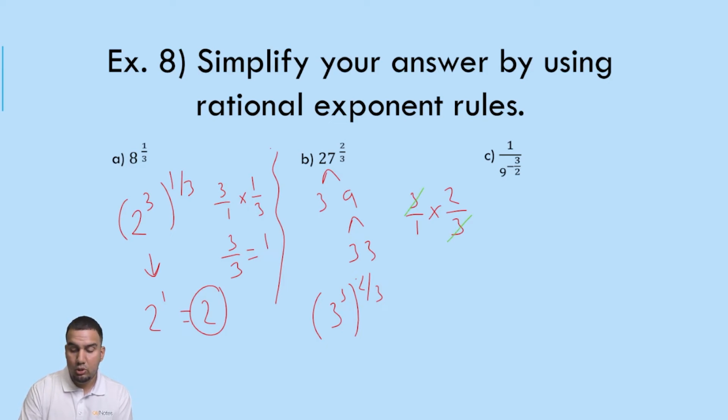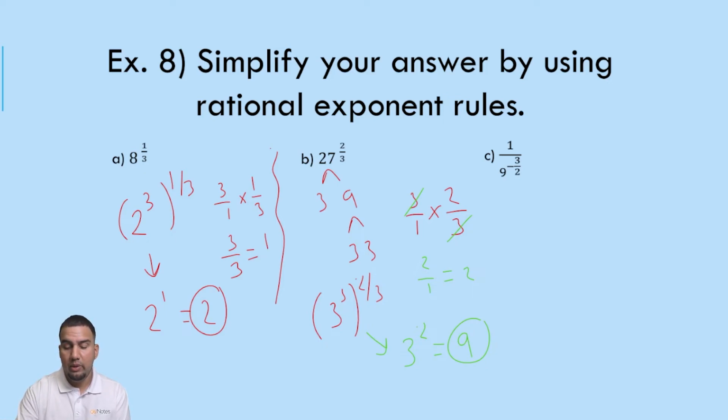So I'm left with just 2 over 1, which is simply just 2. So that means that this is going to become 3 to the second power, which is simply just 9. And that's my final answer. So it must feel like we're doing a lot, but we're really not. We're breaking down the base to make it as simple as possible.